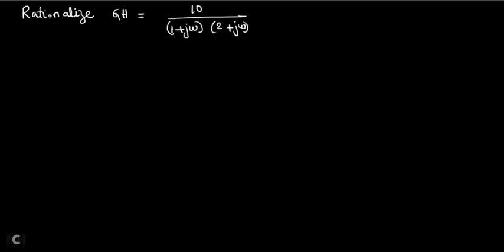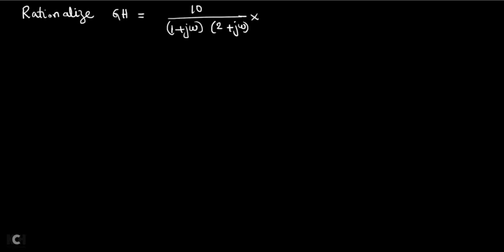So in my next step, I am going to find where is that cutting happening. For that, you have to take your G and rationalize it. Rationalize G into H. What was G into H given in your problem? G into H was nothing but 10 divided by 1 plus j omega. This was taken from the first step. And then 2 plus j omega. This you have to rationalize.